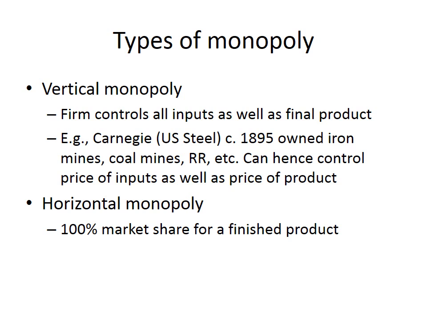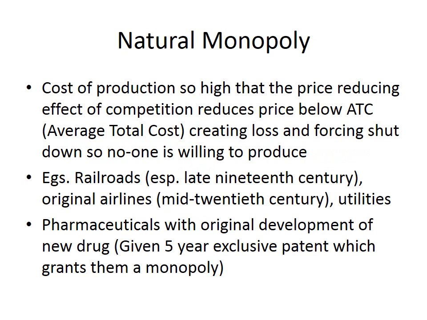Horizontal monopolies are the ones that are more commonly thought of as monopolies. A horizontal monopoly is where they control 100% of the market share for the finished product. And we'll deal with those a little more exclusively. Horizontal monopolies are not as common now as they used to be. And that's because of the decline in natural monopolies, which we'll get to next.